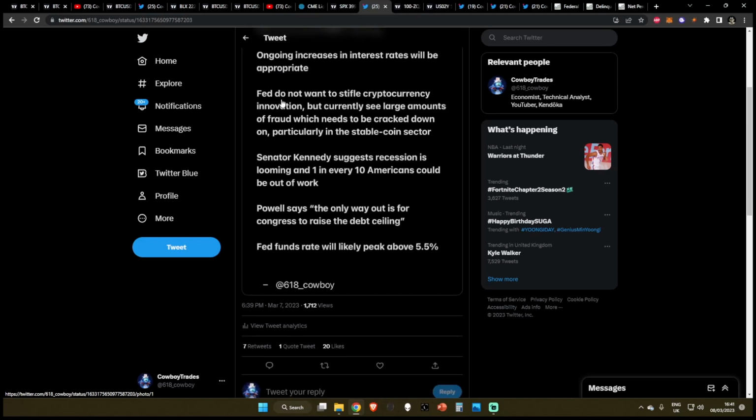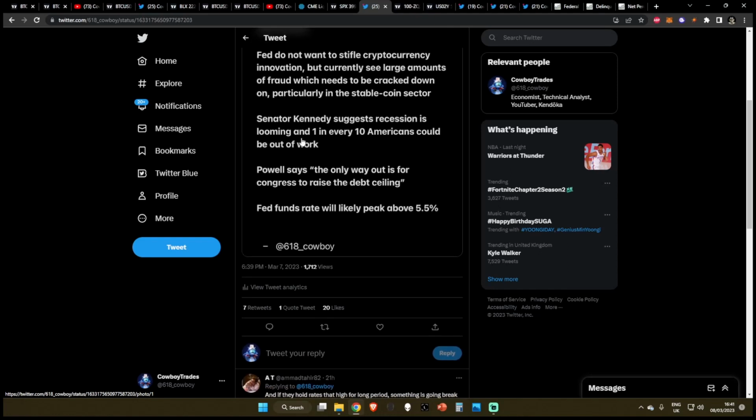He stated that ongoing increases in the interest rates will be appropriate. He also said that the Fed does not want to stifle cryptocurrency innovation, but they currently see large amounts of fraud which needs to be cracked down on, particularly in the stablecoin sector. But when he said recently we're seeing large amounts of fraud, I'm pretty sure he was referencing the FTX scandal.